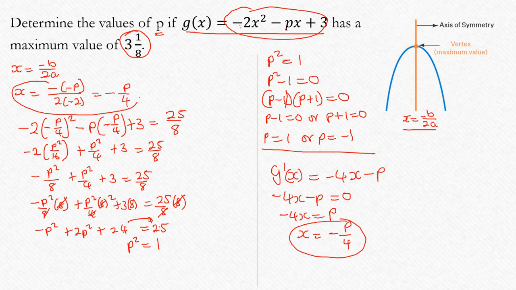Which is just the same as what we got before. The difference is that we use the axis of symmetry, and in grade 12 we can use differentiation. After that, you continue the same way and you get p is equal to 1 or p is equal to negative 1. If you're in grade 11, you stick to this method. If you're in grade 12, you can use the differentiation method. Okay, thank you very much.